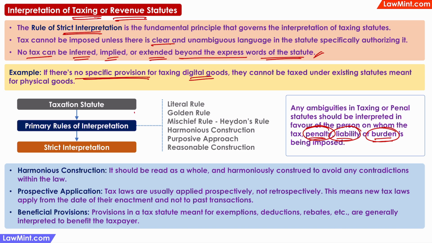In summary, if a taxing statute needs interpretation, then the courts will first apply the primary rules of interpretation, such as the literal rule, the golden rule, the mischief rule, etc.